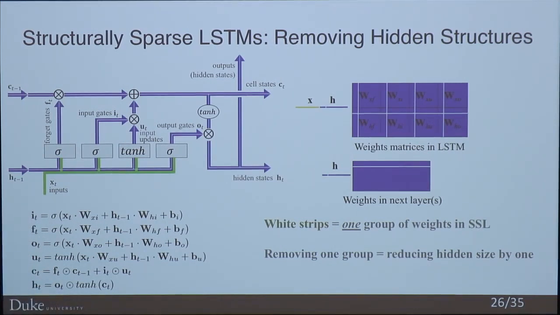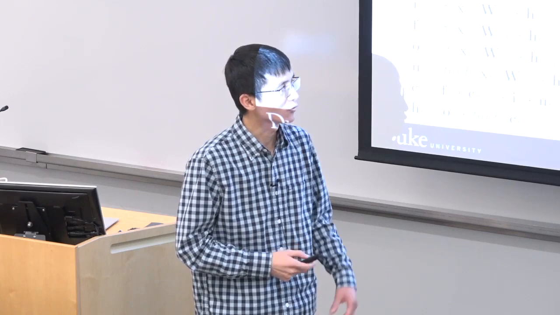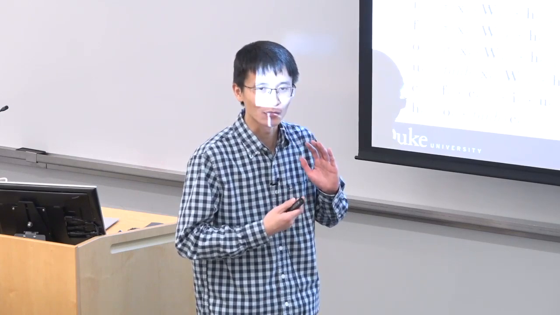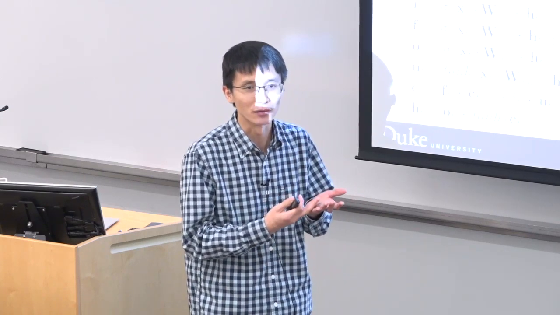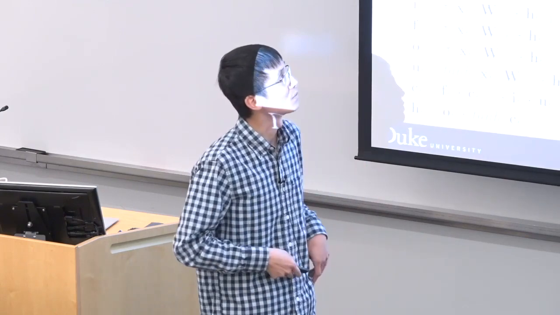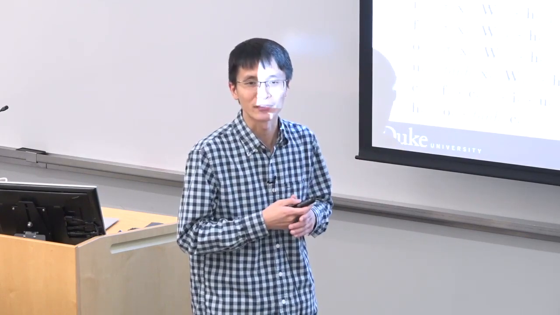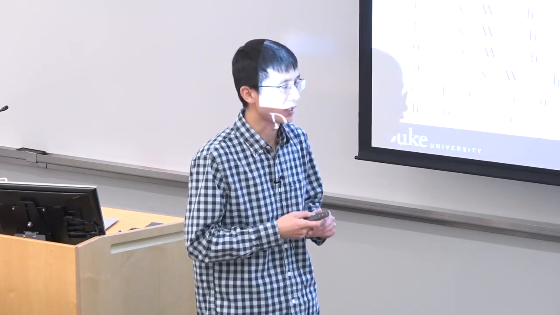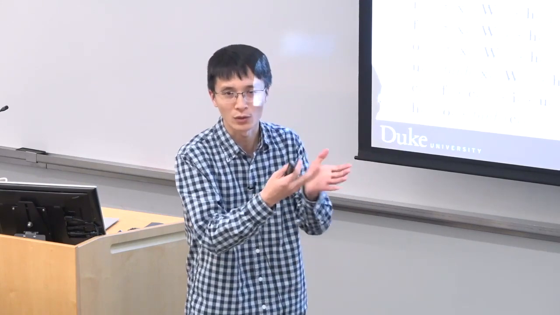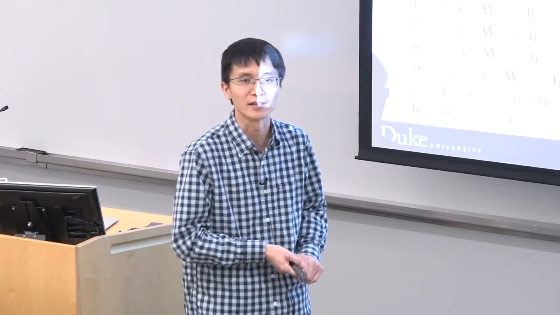I have the same question. It seems for different models you have a different definition of the groups. Is there any heuristic to define these groups? It depends on what structure you want to remove. In this case, we have to predefine it: say we want to remove hidden states, then we find all the weights associated with one hidden state.